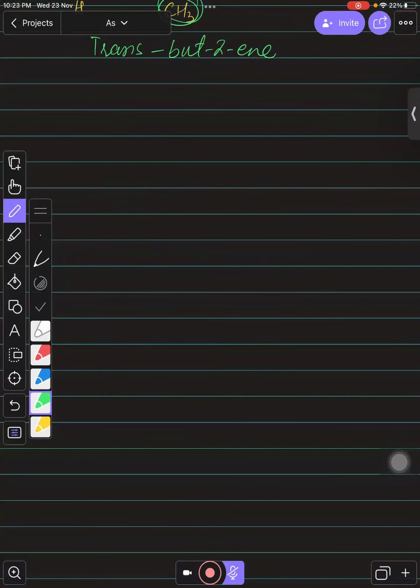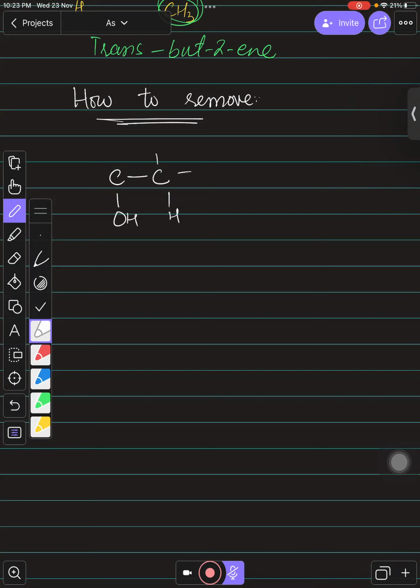Now the thing is, how can we remove this? How can we do this? The reagents, conditions and all things are over here. How to remove a water molecule or an HBr or HCl molecule? This is important. Suppose you have a carbon-carbon single bond, along with a hydroxyl and H, right? If you want both of these to be removed, you want an alkene to form, ethene along with a water molecule, then how is that possible?